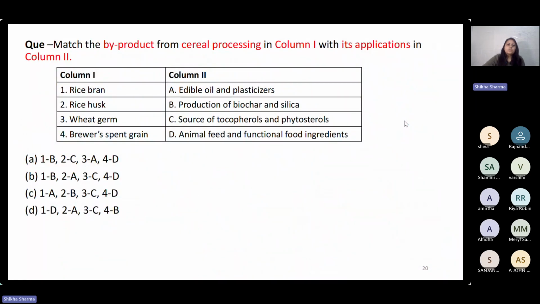Let's see this question. Match the byproduct from the cereal processing in column 1 with its application in column 2. In column 1, we have the different cereal processing byproducts: rice bran, husk, wheat germ, and brewer's spent grain. In column 2, we have the different applications: edible oil and plasticizers, production of biochar and silica, sources of tocopherols and phytosterols, and D is animal feed and functional food ingredients. So we need to match column 1 to column 2. Anyone who would like to answer this question?